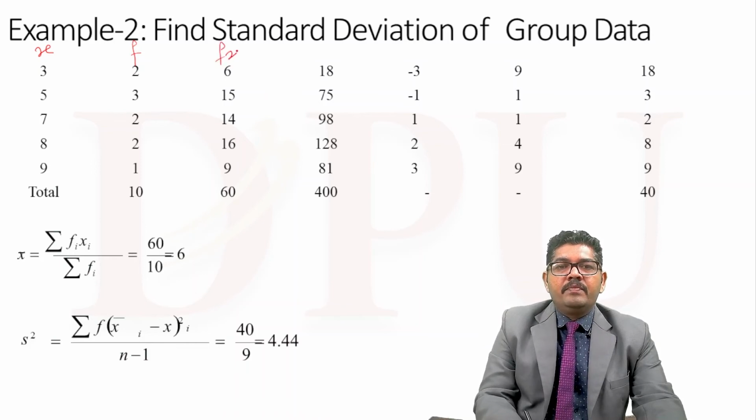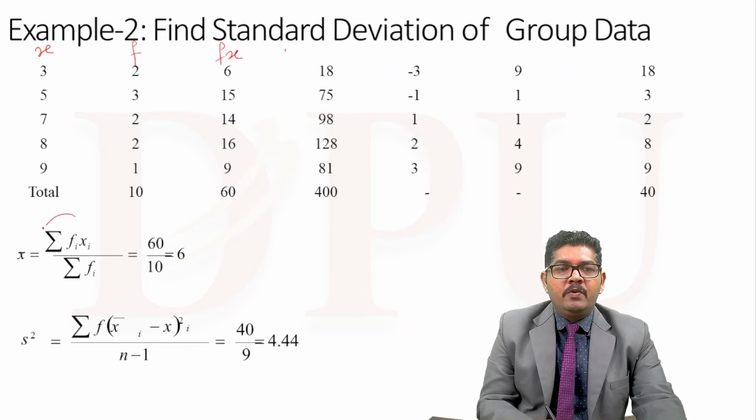We need fx. Then after fx, we calculate x minus x bar. Let us do it. So these are x values, these are f values, these are fx values. fx values are given here. So 3 2s are 6, 5 3s are 15, 7 2s are 14, 8 2s are 16, 9 1s are 9. So we got all fx values.